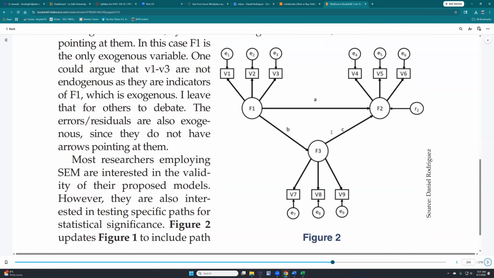By the way, this can be seen as a confirmatory factor analysis model, but one of the beauties of structural equation modeling is I can actually test hypotheses. Like say, well, I think this causes this, or this has an indirect effect. So say F1 affects F2, but indirectly through F3. So I can start doing anything I want. This is where the beauty of SEM is, that we can actually test theoretical models.